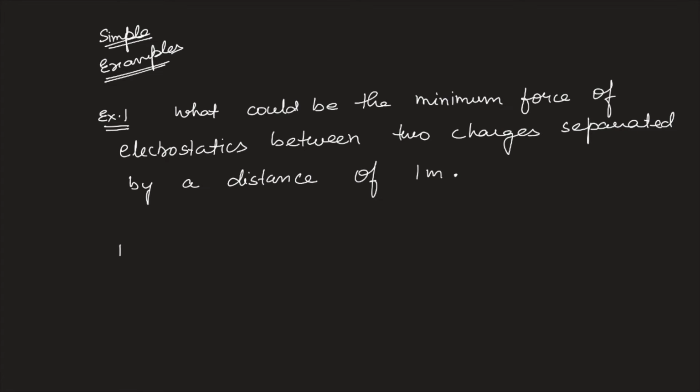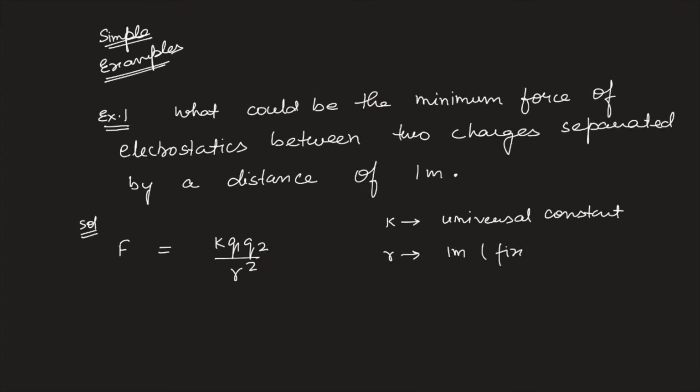So the general formula for force is K Q1 Q2 upon R square. Now we know that K is fixed, it's a universal constant, so it is not going to change. We also know that R is fixed, that is 1 meter, so it's not going to change. So for F minimum, we are going to have Q1 minimum and Q2 minimum.